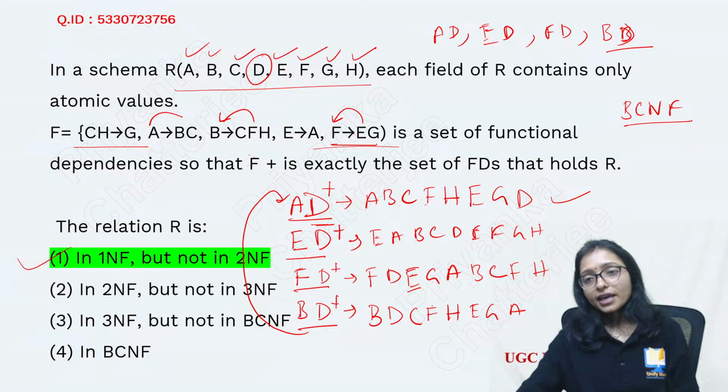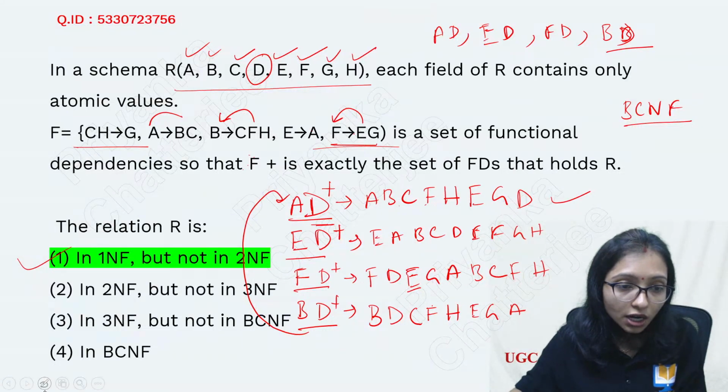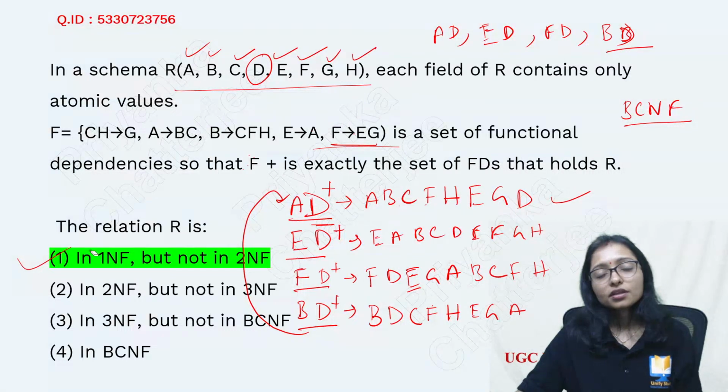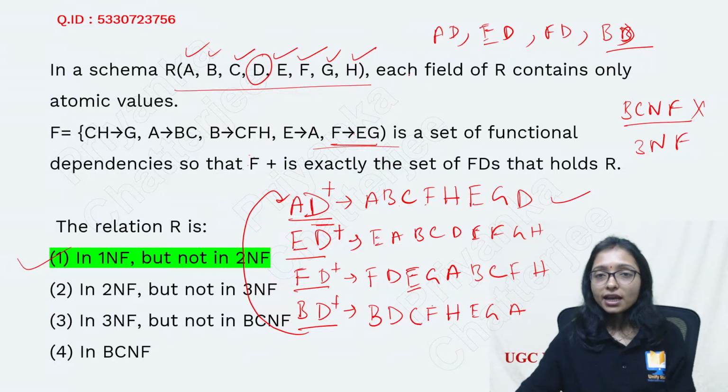For BCNF, I have to check that all left hand sides should be candidate keys. Is every left hand side a candidate key? No. This is not coming. So definitely this is wrong. Is it in 3NF? Non-prime to non-prime is not allowed.